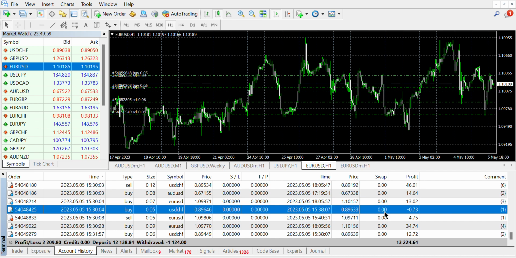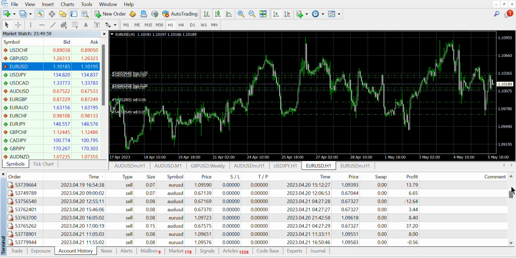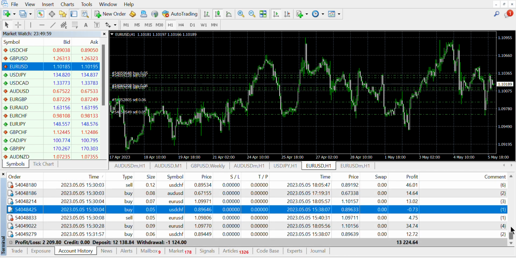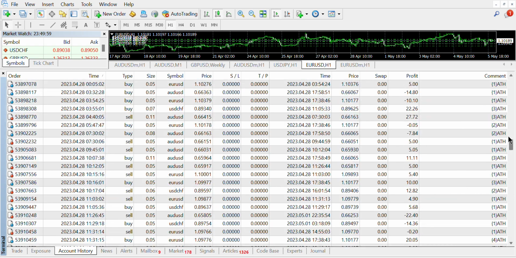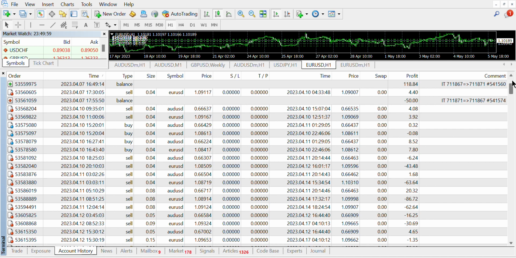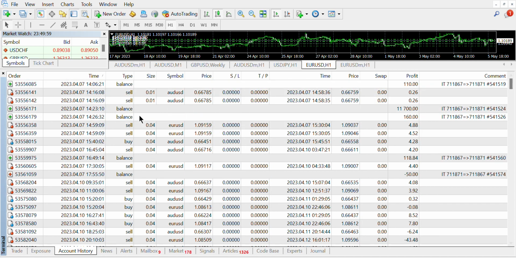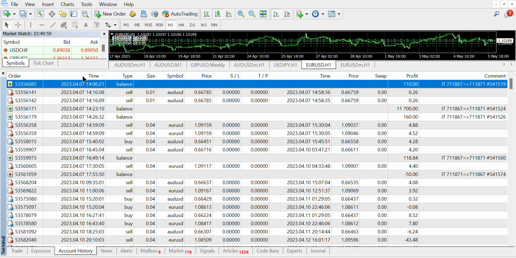Let's see when this client has started the trading. Let me maximize the history tab. Let me scroll up. You can see this client has started the trading on 7th of April 2023, and from that day the trading also started.